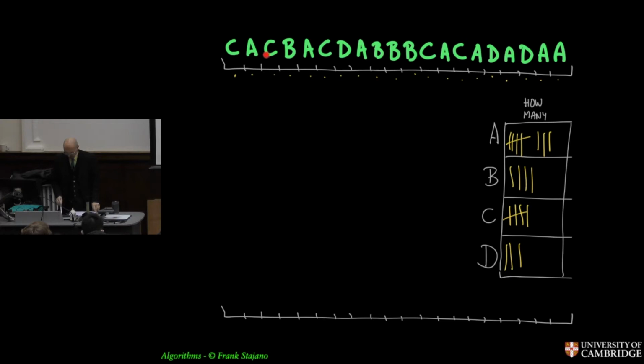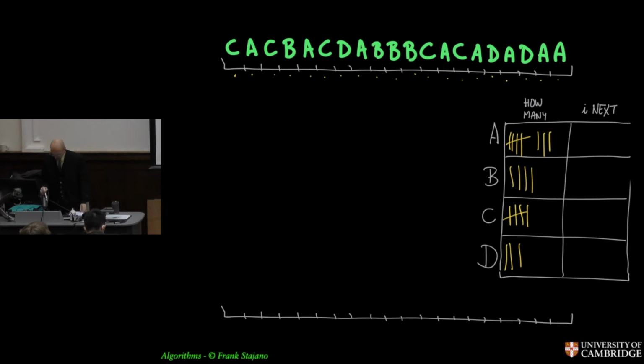If these things are keys of records with satellite data and I actually want to output the satellite data in order as well, then I have to go back and do another pass to retrieve the right ones to spit out in the correct order. And what would I do then? Well, I would make myself another empty space here where I record where the next one of these should go.